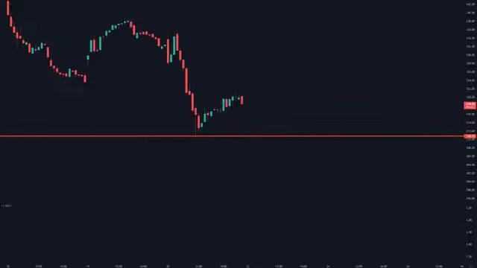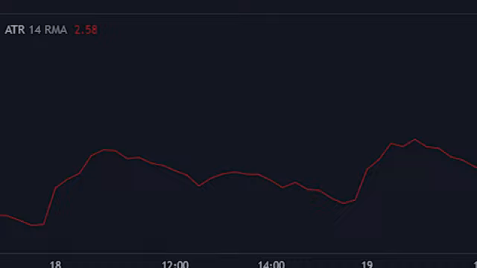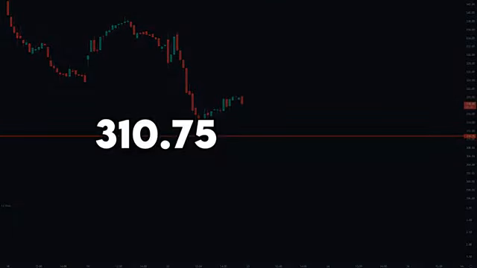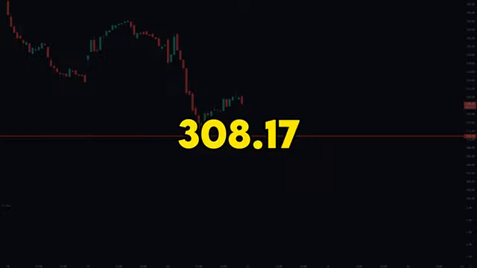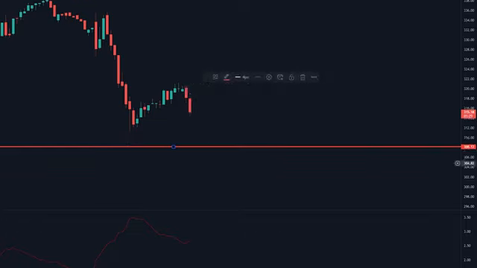Let's do one more example. So here we set our stop loss at the most recent swing low, which is at $310.75. We then see what the ATR value is, which is 2.58. We then do 310.75 minus 2.58, which equals 308.17. 308.17 is where we will move our new stop loss to.